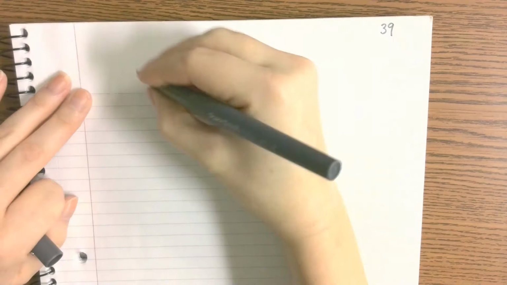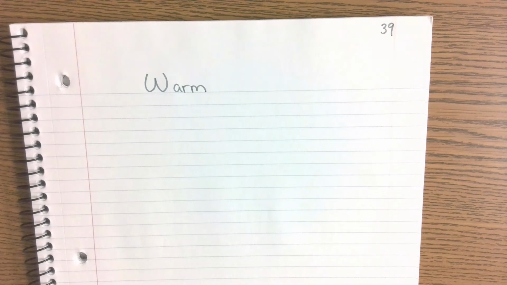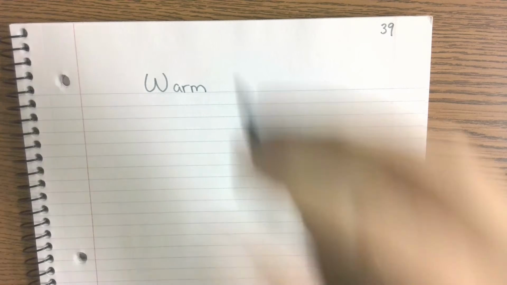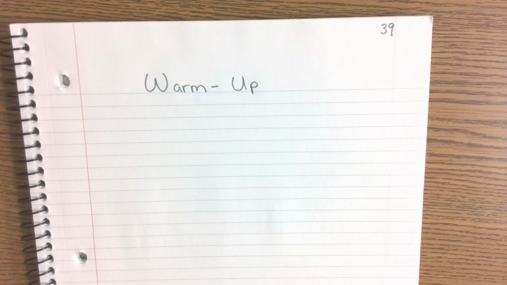So we're on page 39. It's going to have some cross-section warm-ups, and it's going to have some other materials that will all be a part of the geometry unit.